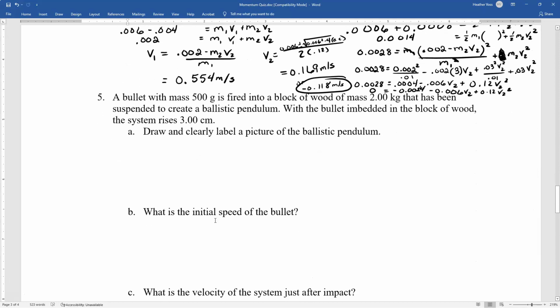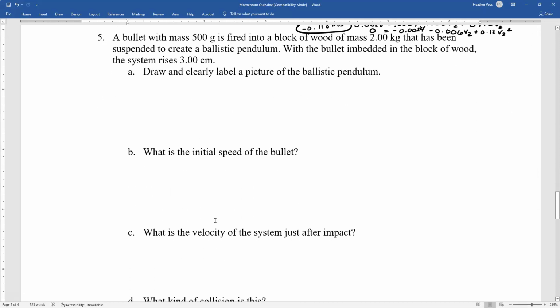Okay, so we have a bullet with a mass of 500 grams fired into a block of wood that has a mass of 2 kilograms. That has been suspended to create a ballistic pendulum. That's what we talked about inside class. So we have a block of wood suspended.